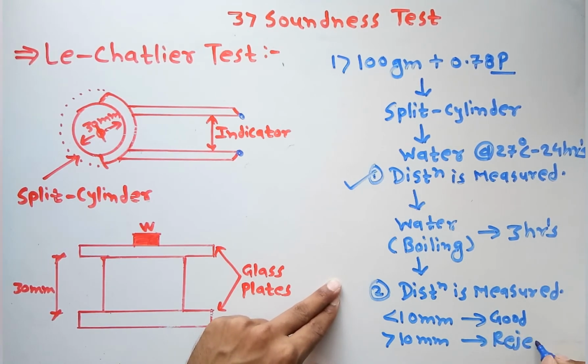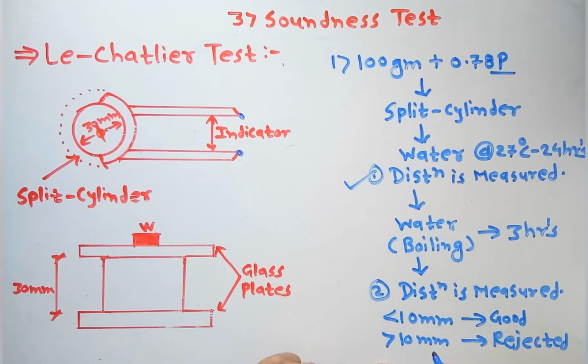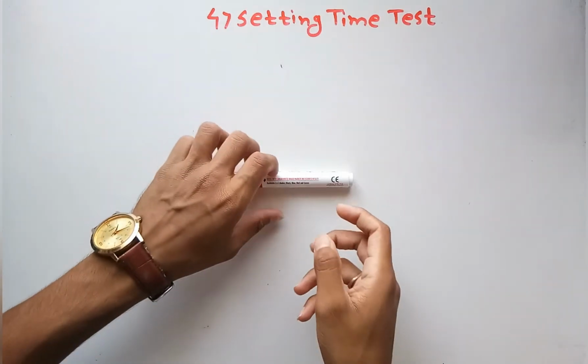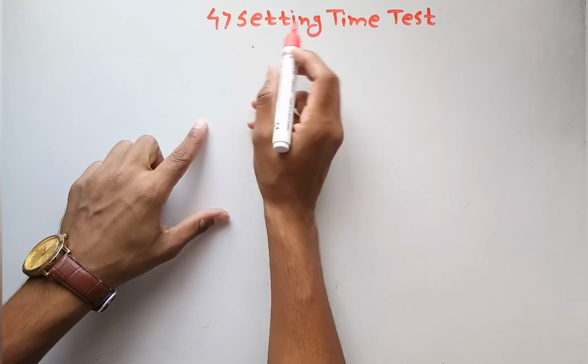Or we do not use that cement in our further works. Okay, so this is all about the soundness test. Now we will see the fourth test on cement, that is the setting time test.